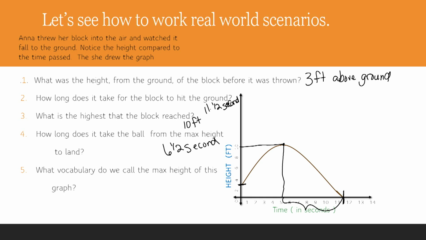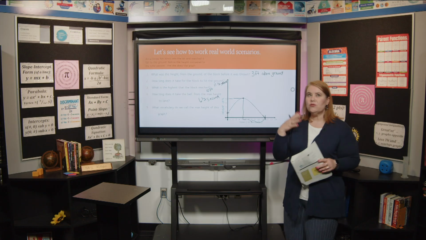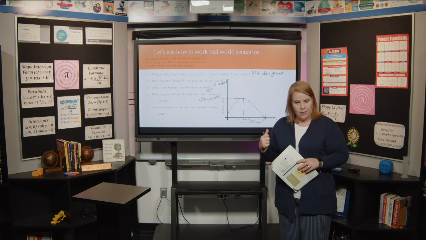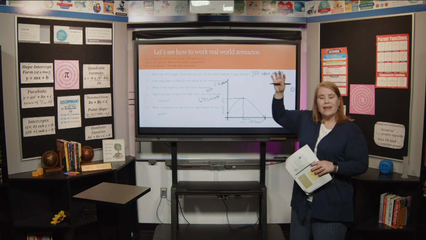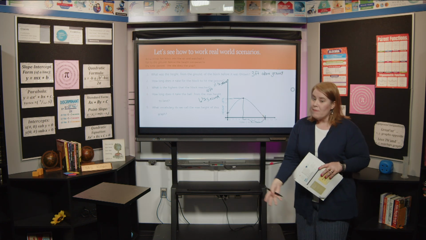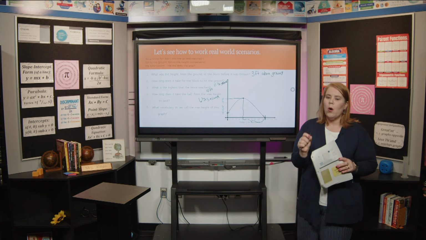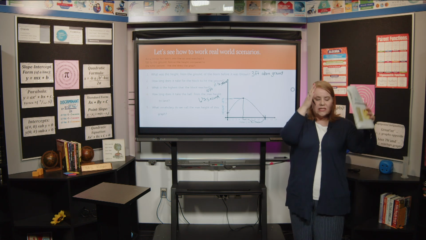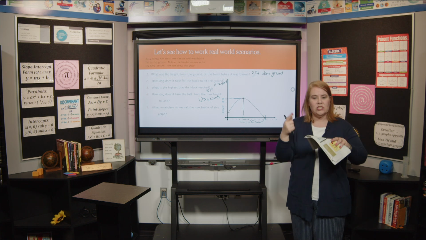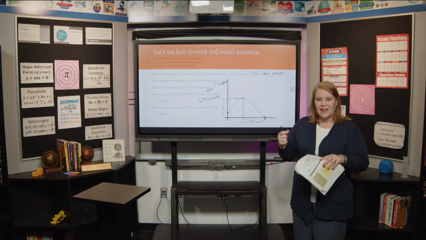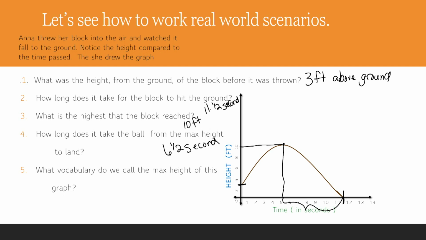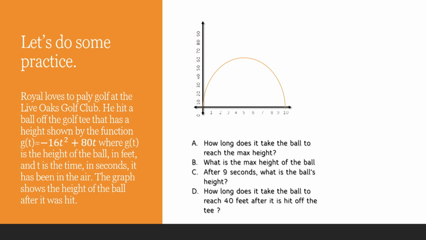And then what vocabulary do we call the max height of this graph? Now, let's remember back to what we've learned about the parabola and our quadratics. What is that max height, or sometimes that min height, or the minimum of the parabola? What's that called? That very point where it starts either increasing or decreasing and switches the other way. What do we call that? The vertex. So that vocabulary we're looking at is called the vertex. Good job.